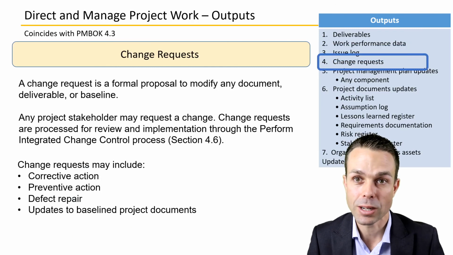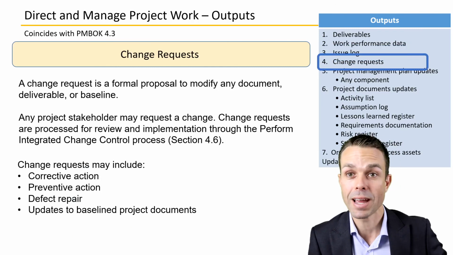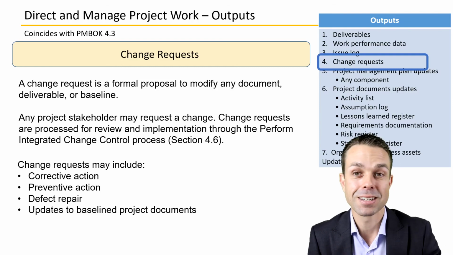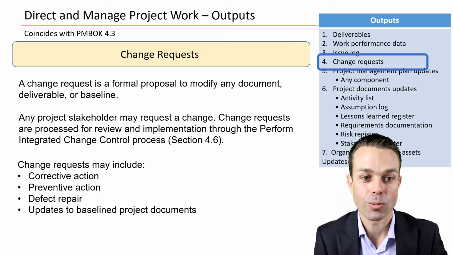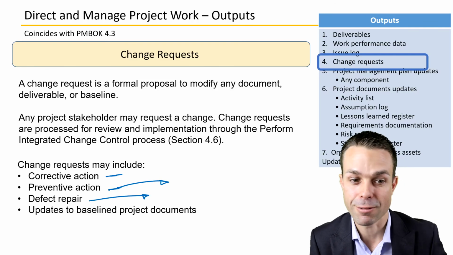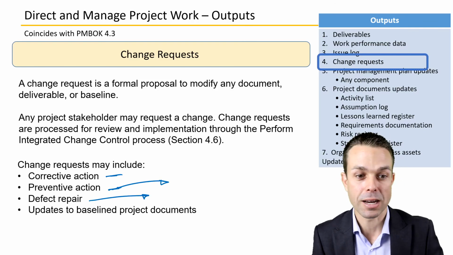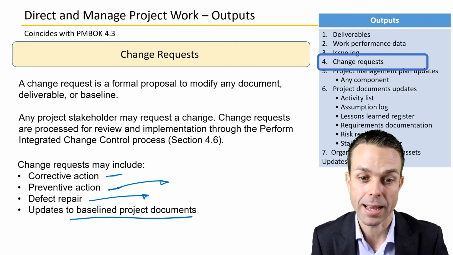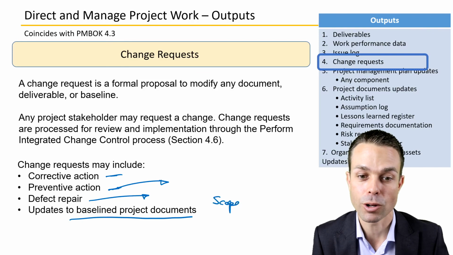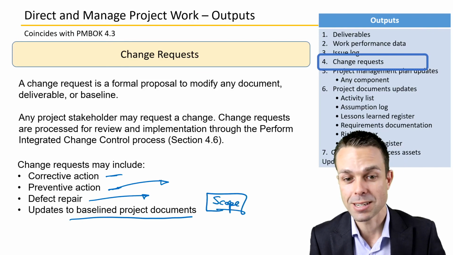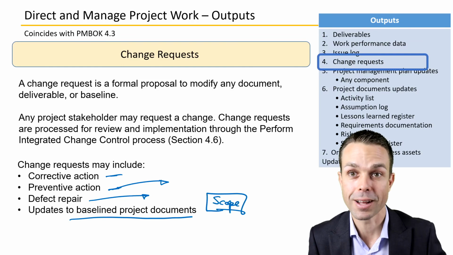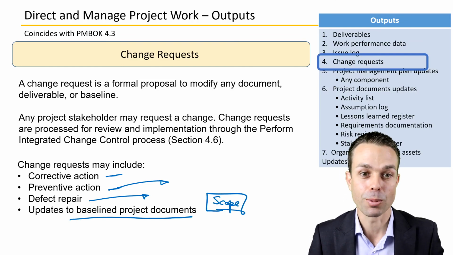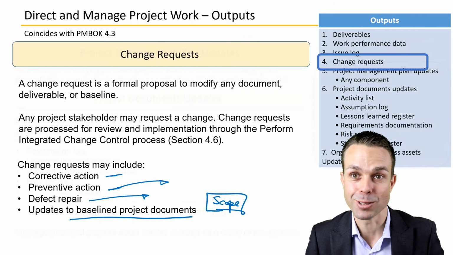We might have change requests as an output of this process, because we're executing on the project, things might change, and we have to raise a change request. And again, they could be because of corrective action, preventative action to prevent something going wrong in the future, defect repair if we've found defects as we're delivering items, and any updates to baselined project documents, like our scope statement, for example. We've locked in our scope. We don't really want to change that without notifying the appropriate people, like our project stakeholders, so we need to go through the proper change request, and that's one of the outputs of this process.